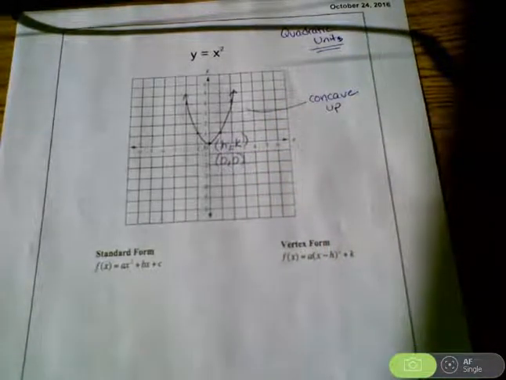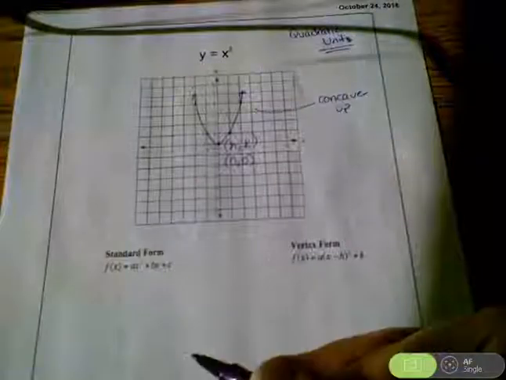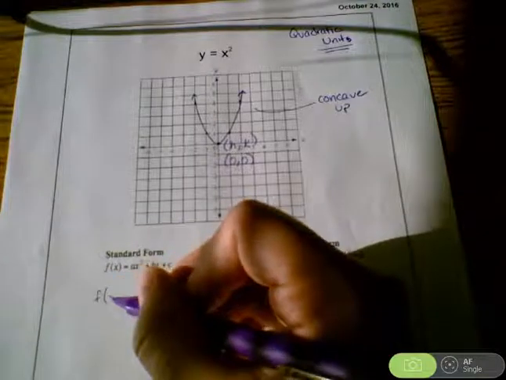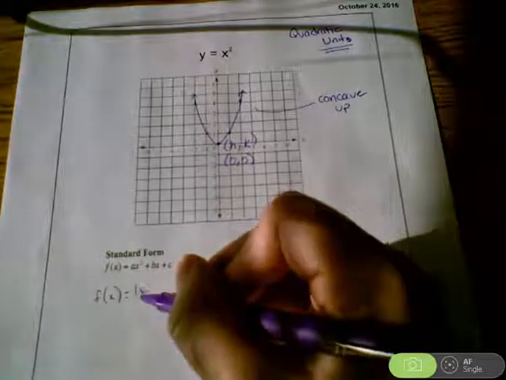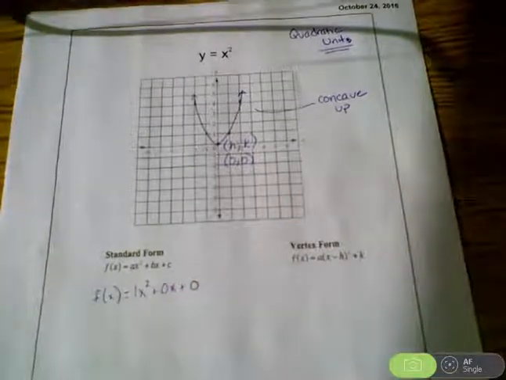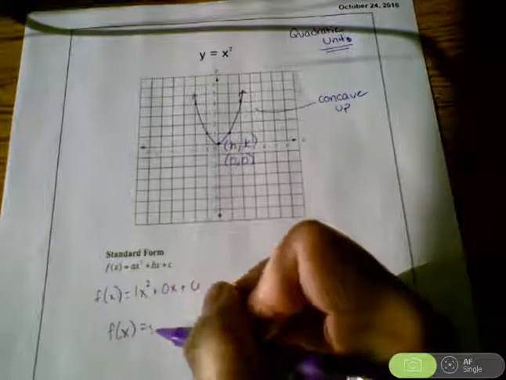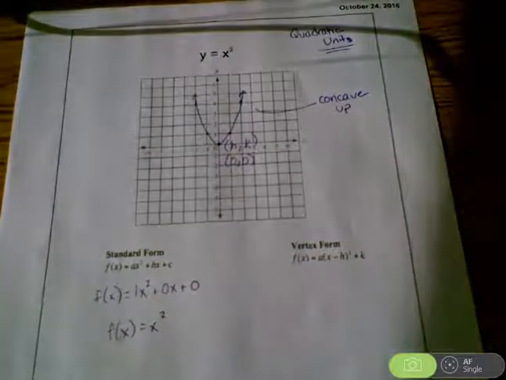So you have this parent function. It's the most basic function of all the quadratics. And in standard form, the way that looks is f of x equals 1x squared plus 0x plus 0. So really just a fancy way of saying f of x equals x squared. So that's your most basic quadratic function.